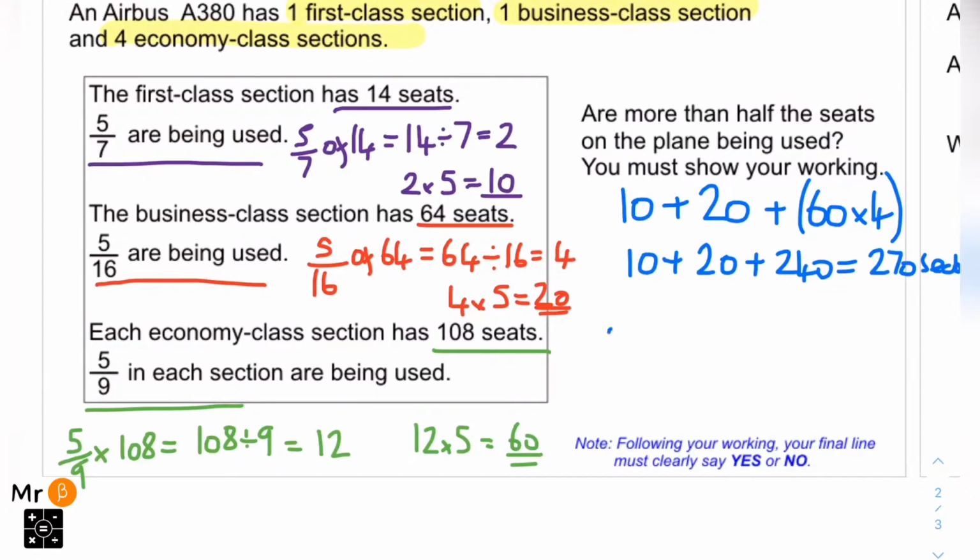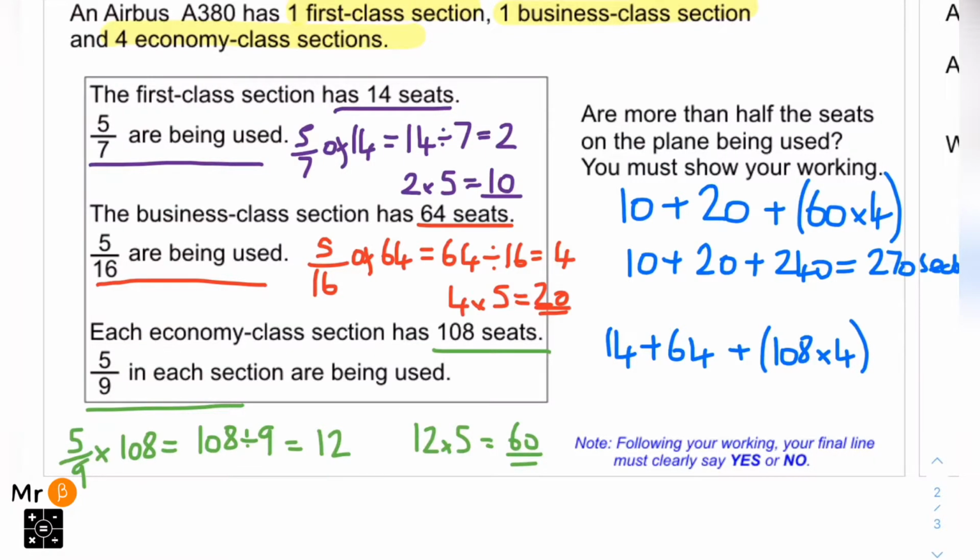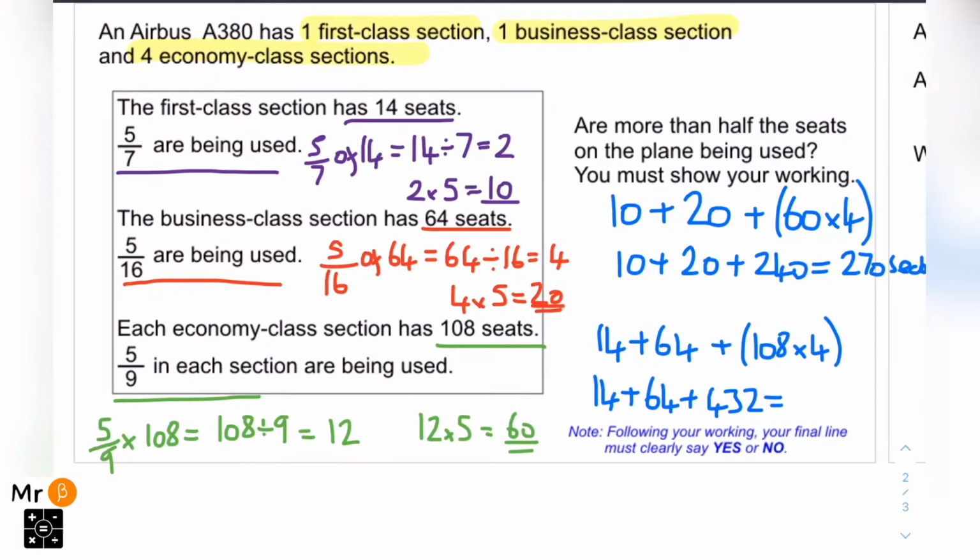Now we need to work out how many seats there are. So we have 14 seats in first class, 64 seats in business, and then 108 seats in economy, but again remember there are 4 of these sections. So we've got 14 plus 64 plus 432. That is equal to 510 seats.